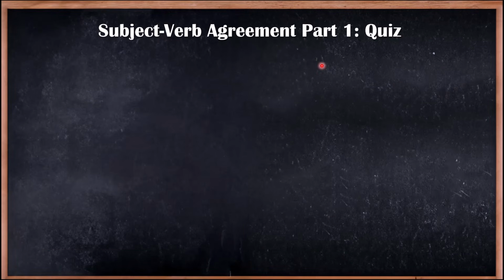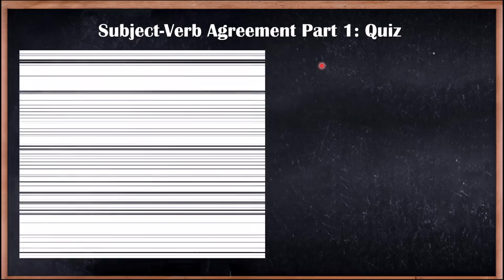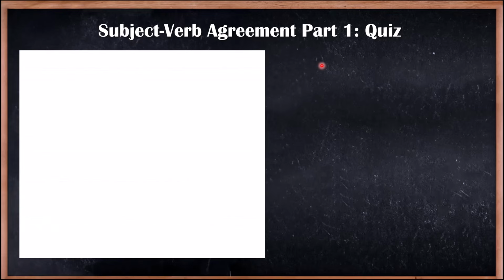Okay, it is time for our subject-verb agreement part 1 quiz. There are 10 sentences in total. Some of them need to be corrected, and others are okay. You have to correct them. First, I will read all 10 sentences, and then you'll have some time to correct them before we answer them together. Number 1, the cat sits on the windowsill.